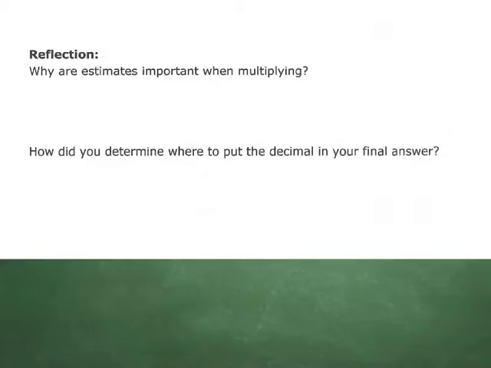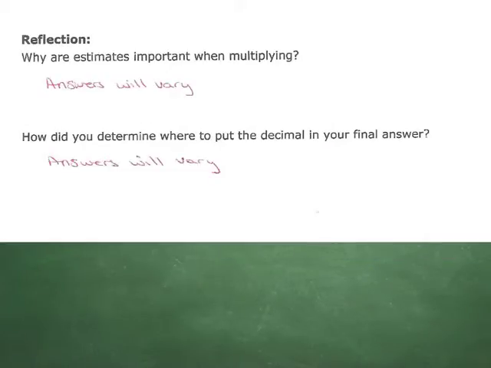I would now like for you to pause the video while you complete your reflection questions. When you're ready to check your answers, press play. For these 2 questions, answers will vary, but one of the reasons why estimation is important in multiplying is to see if you're placing the decimals in the correct places and if your answer is reasonable. And how did you determine where to put the decimal in your final answer? Well, if you estimate the whole numbers, then you can see if it's supposed to be in the hundredths place, tenths place, or thousandths place. So estimation does help with placing your decimal and also with multiplying.